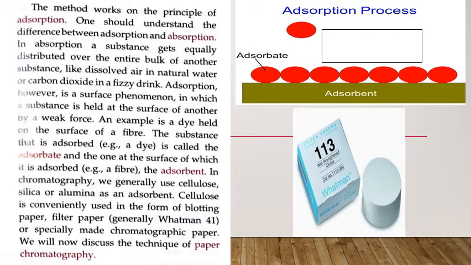In chromatography, we generally use cellulose, silica or alumina as an adsorbent. That is the layer that you are seeing. Silica and other things are used as an adsorbent. Cellulose is conveniently used in the form of blotting paper, filter paper, generally Whatman 41 or specially made chromatographic paper. We will discuss the technique of paper chromatography over here.